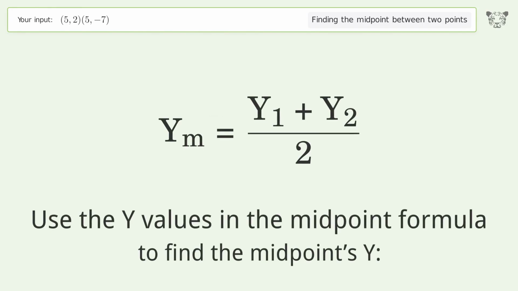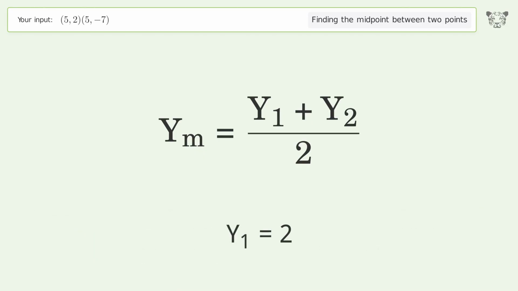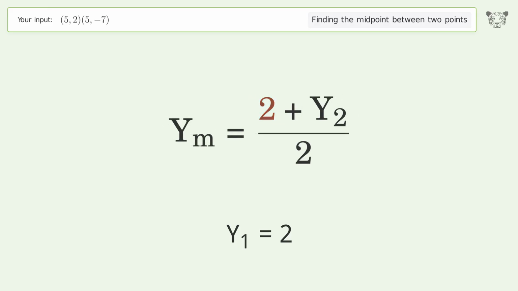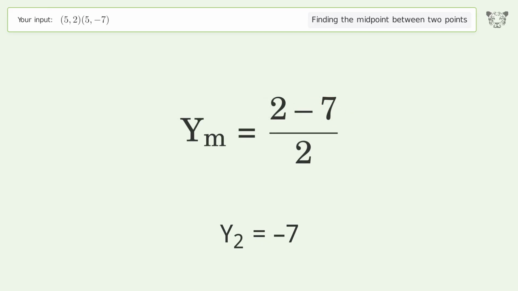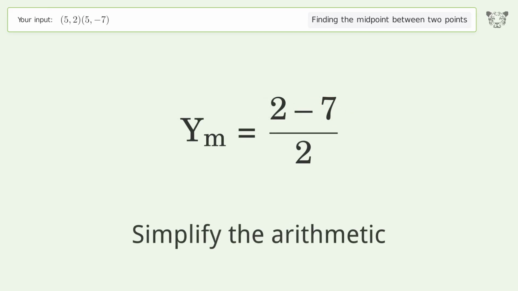Use the y values in the midpoint formula to find the midpoint's y. y1 equals 2. y2 equals negative 7. Simplify the arithmetic.